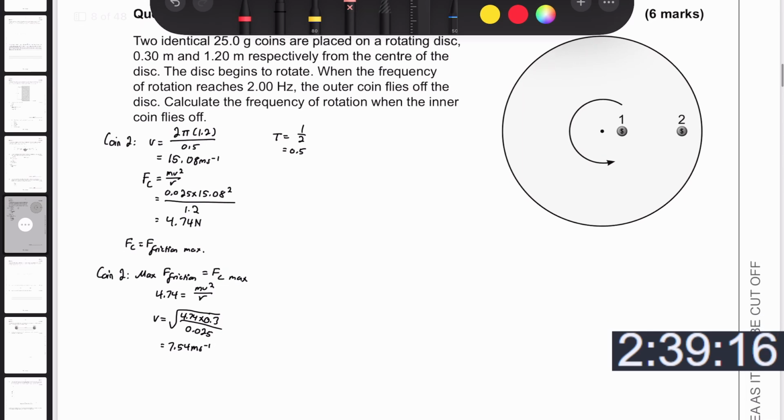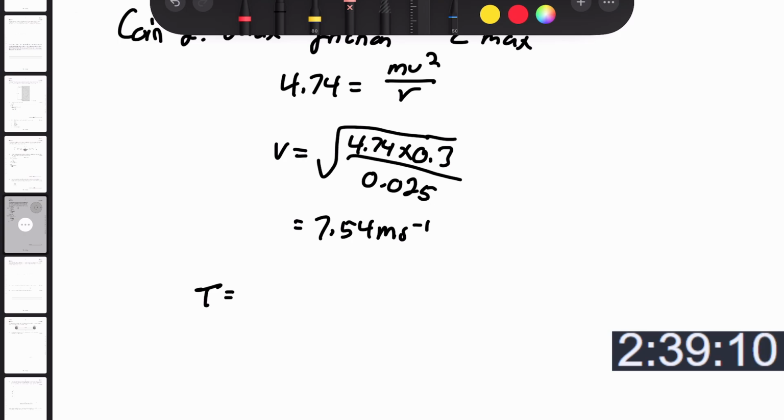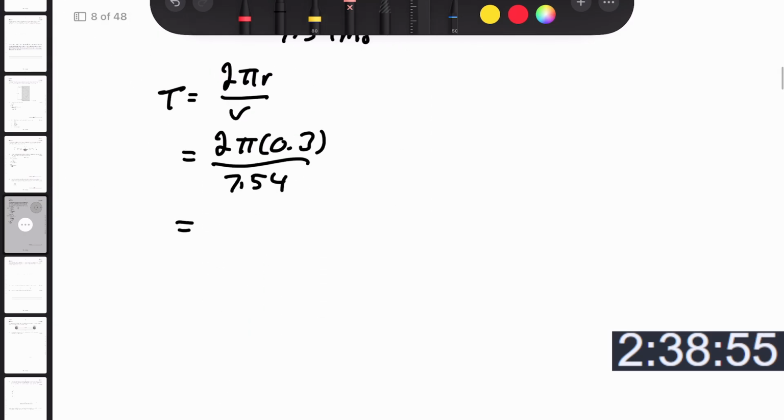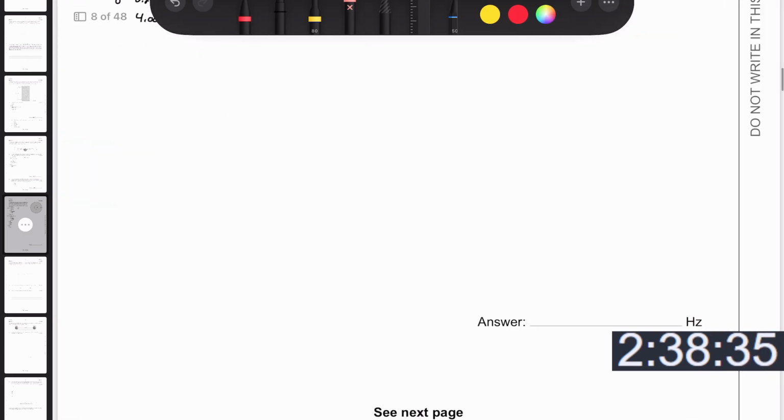And we want to calculate the frequency of rotation, not just the velocity. So then T is equal to 2 pi r over v, so it's going to be 2 pi times 0.3 all over 7.54. So 0.250 seconds. So then frequency is going to equal 1 on T, or 1 over 0.25. That's just going to equal 4 hertz. Okay.